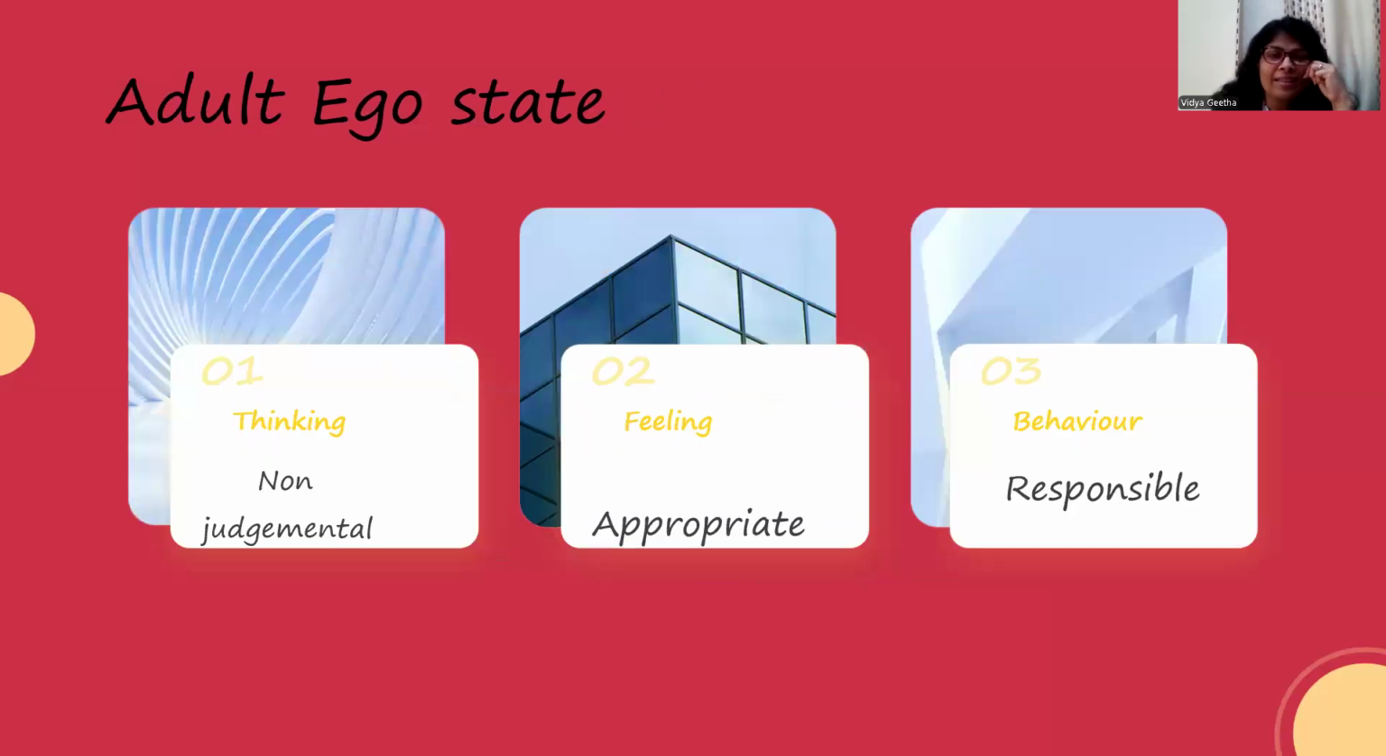So next is, how is the thinking? Non-judgmental. How is the feeling? Appropriate to the situation. Of course, when working from adult ego state, we will experience all the emotions: sadness, anger, fear, happiness, but that will be appropriate and that will be easily expressed. Behavior is very, very responsible behavior. There is courage, and what has to be done in the right way, in the right time, to the right person, everything will be taken care of by this adult ego state.